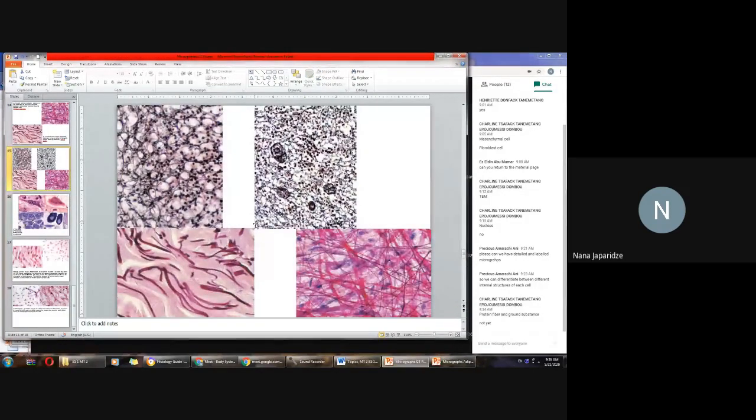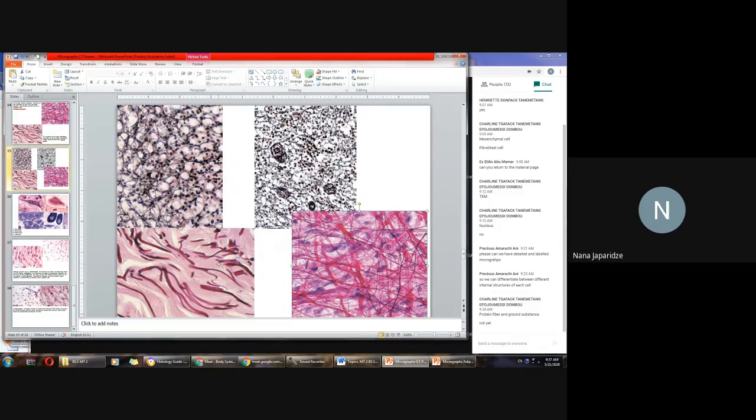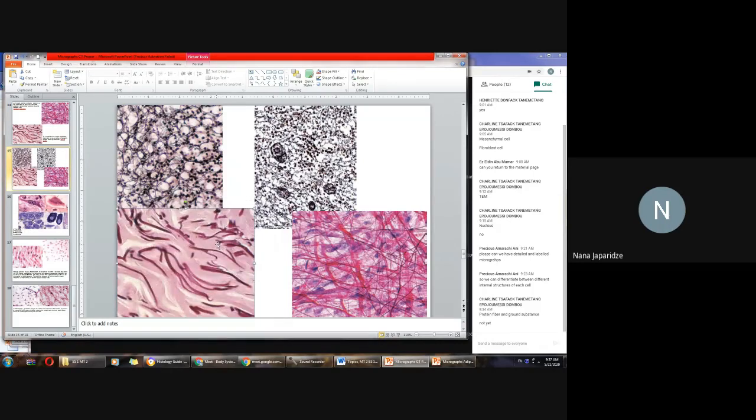What type of tissues are here? Connective tissue, reticular connective tissue here, elastic connective tissue, and loose areolar connective tissue. Here, dark stained are elastin fibers. Pink stained are collagen fibers.